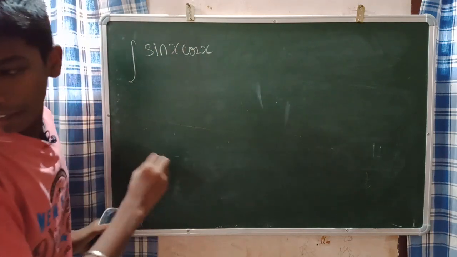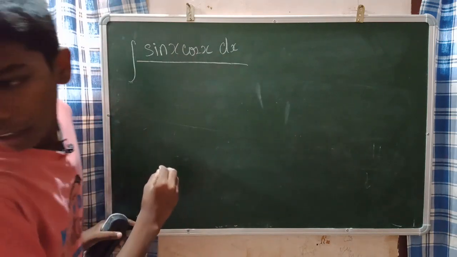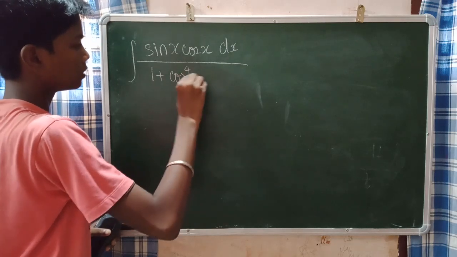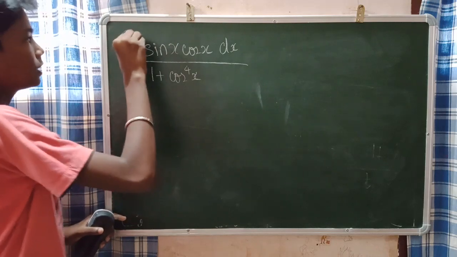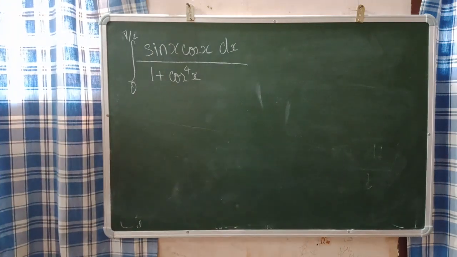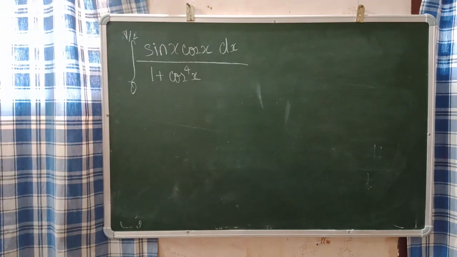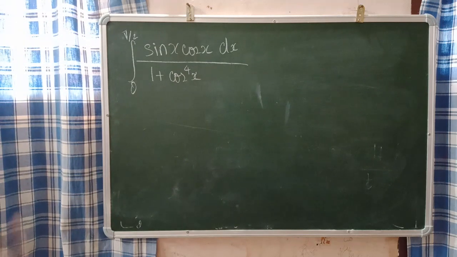Guys, the first question was a very good question. Sin x cos x dx divided by 1 plus cos power 4 x, from 0 to pi by 2. This is the question. Now guys, it's an easy question. I don't say it's a tough one. The first one truly was a very good question because I even got stuck at one point.